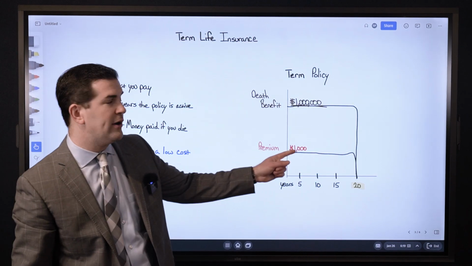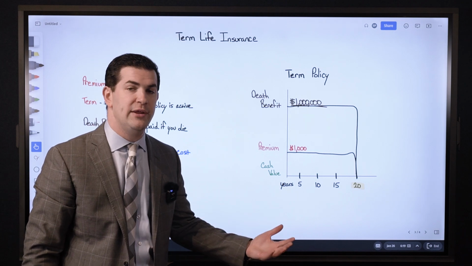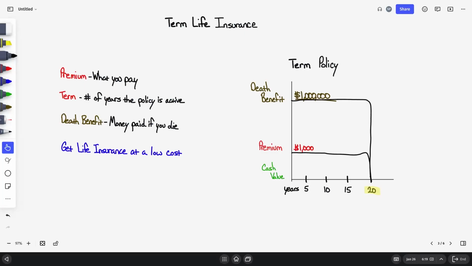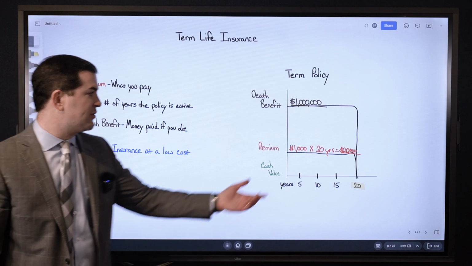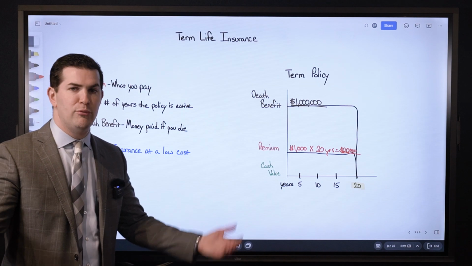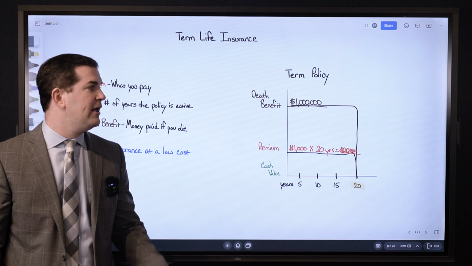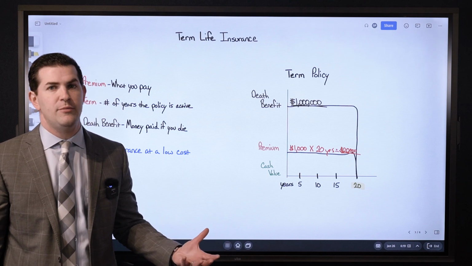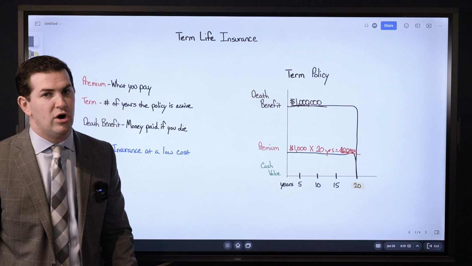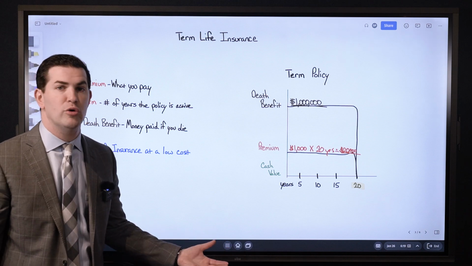What's the total dollar amount you'll pay over the life of the policy, over the 20-year term? $1,000 times 20 years is $20,000. So you paid a total of 20 grand over 20 years to insure yourself for $1 million. So it's $1,000 a year, or maybe you pay that monthly, which would be $83 and change per month. It's a nice option that's available to get coverage at a very, very low cost. That's typically why people purchase term life insurance.